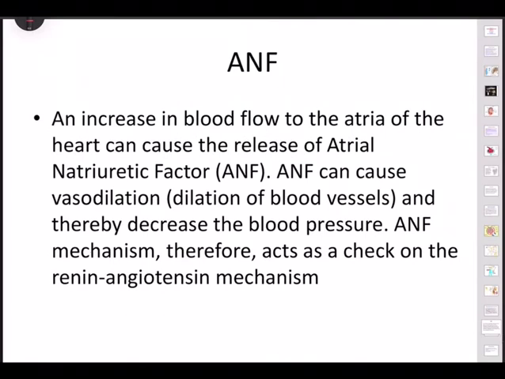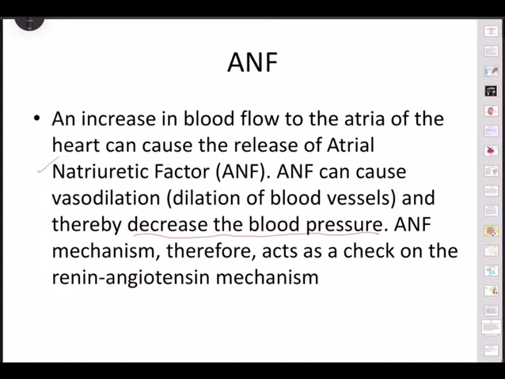And there is another factor which controls the functioning of the kidney, that is called ANF. And this is a peptide hormone, atrial natriuretic factor. I'll repeat, atrial natriuretic factor, ANF, which opposes the regulation by RAAS. This factor can cause vasodilation and thereby decrease the blood pressure. See, just now we talked about increase of blood pressure. Now that should be decreased, and the decrease of the blood pressure is through ANF.